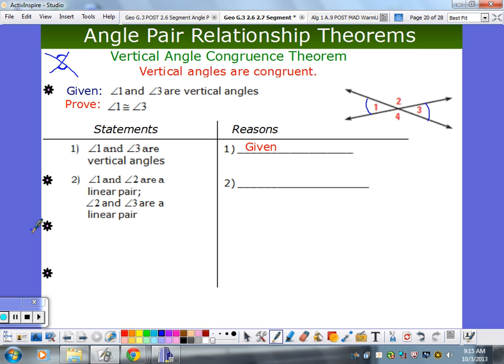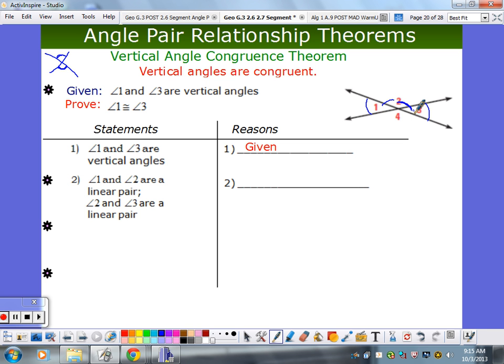Now I'm going to look at something a little bit differently. I'm going to say angle 1 and 2 are a linear pair, and angle 2 and 3 are a linear pair. So 1 and 2, these are a linear pair. 2 and 3 are also a linear pair. Do we see that? You get what a linear pair is, right? Here's this line, the line coming out. These two things are a linear pair, and those two things.